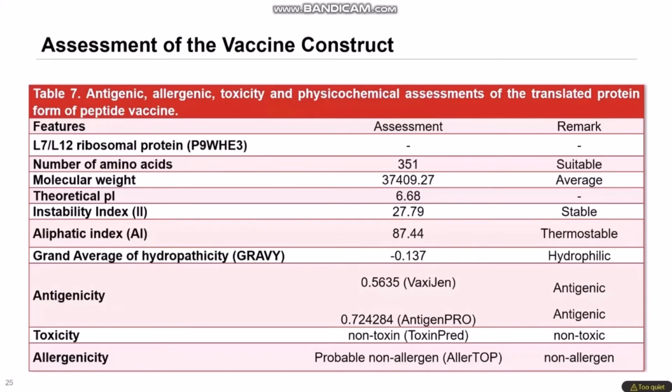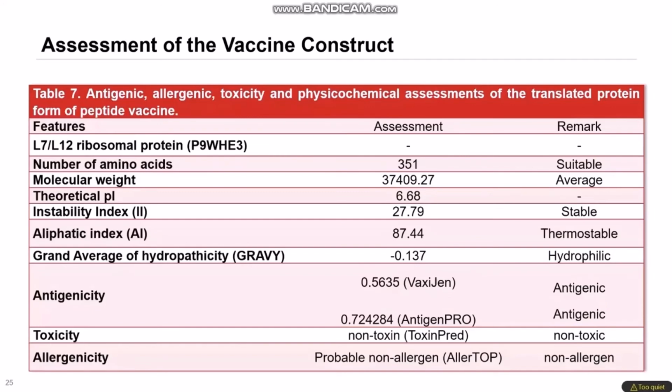VaxiJen and ANTIGENpro both predicted the vaccine to be antigenic with scores of 0.56 and 0.72. ToxinPred revealed it to be non-toxic. AllerTOP predicted the vaccine to be non-allergic. Therefore, the epitope-based peptide vaccine construct can be predicted as a potential vaccine candidate for dengue virus type 3.